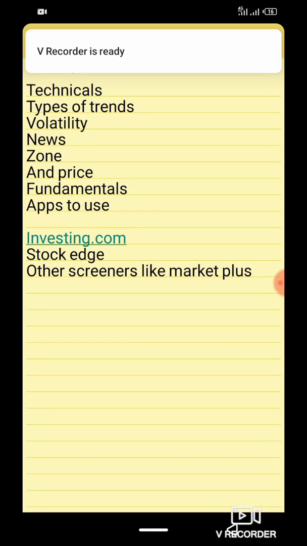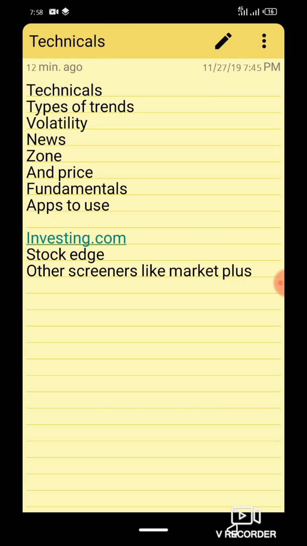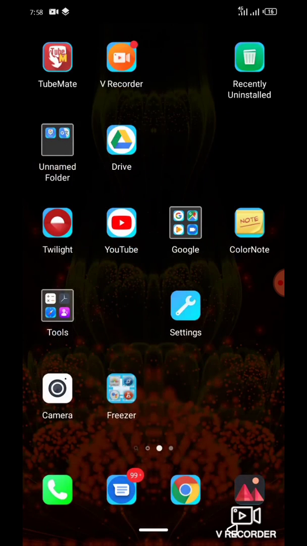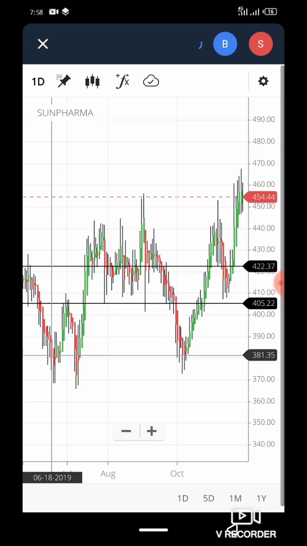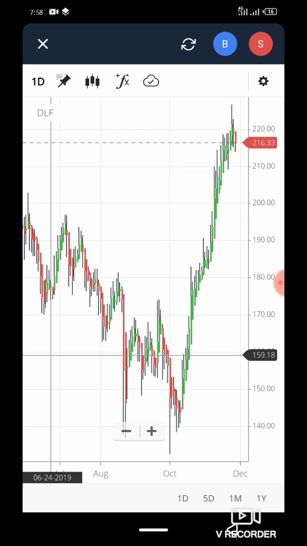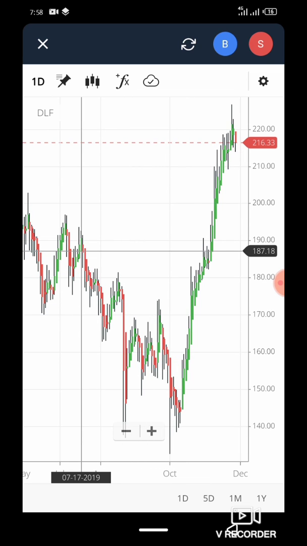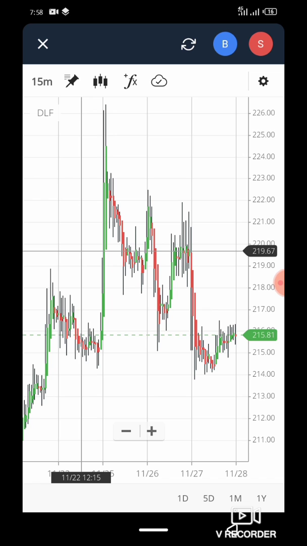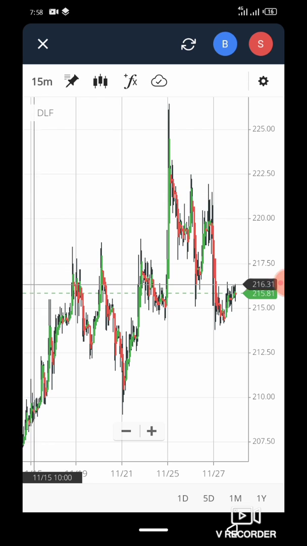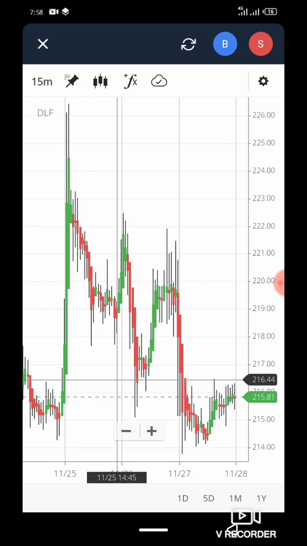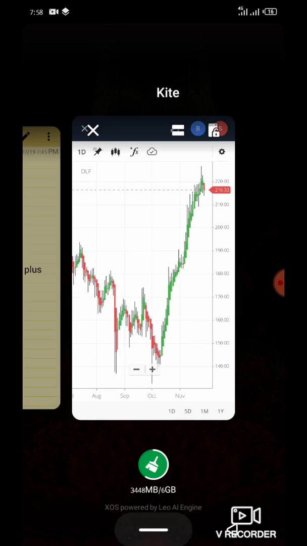Hi guys, today I thought to make a video on stocks. When you want to buy any stock, you need to see the trend of that particular asset. If I choose DLF, you see the day movement here is an uptrend. When you go on 15 minutes, you see this is in consolidation mode right now in this zone. Whenever you want to buy anything, you need a trend.